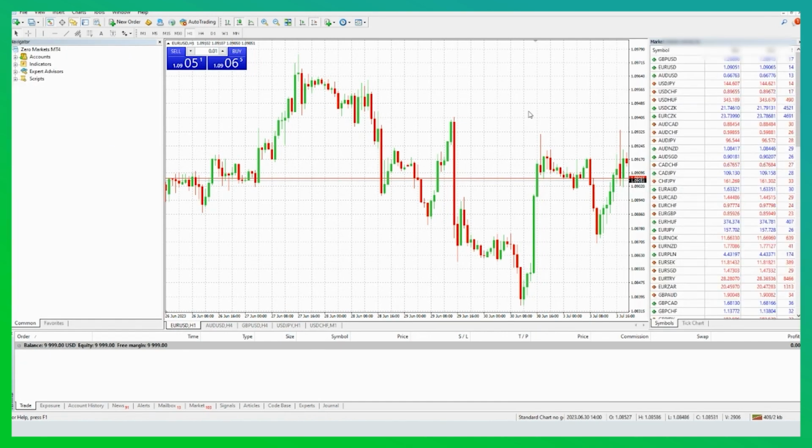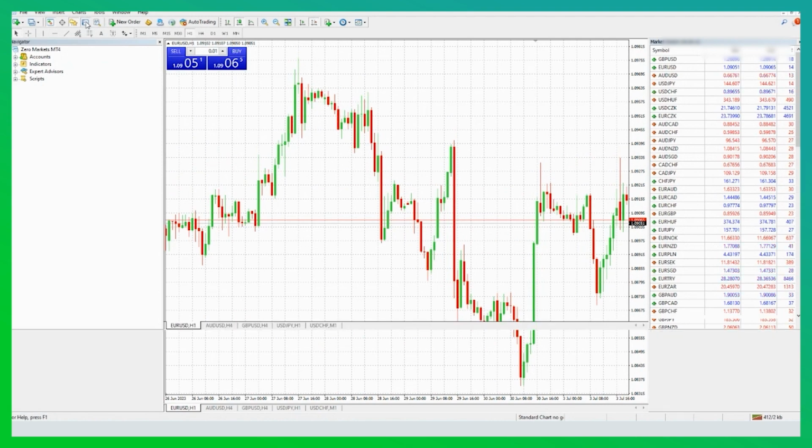Arrange the windows and panels according to your preference, dock or undock. Resize and even hide the windows to create a workspace that suits your trading style.